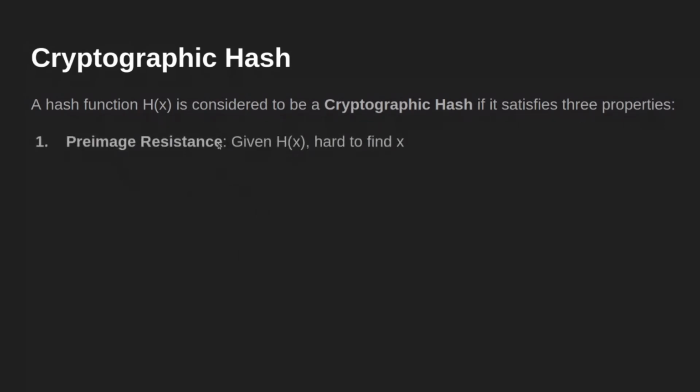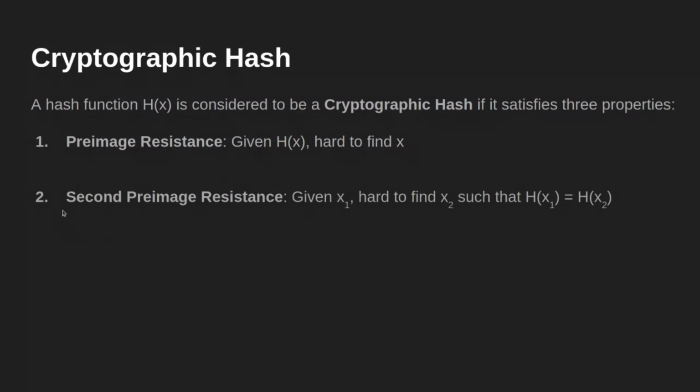One is pre-image resistance, which is, given h of x, the output of the hash, it is hard to find x. So ideally, the hash function is one way. The second condition is second pre-image resistance, which is, given an input x1, it's hard to find another input x2 such that the outputs of the hash function on those two inputs are the same. The reason it's called pre-image resistance is because the preimage attack is a type of attack on a hash that inverts the one-way function.